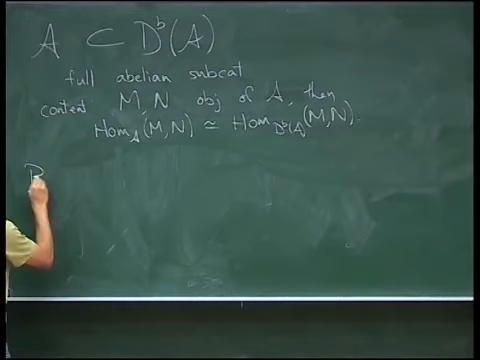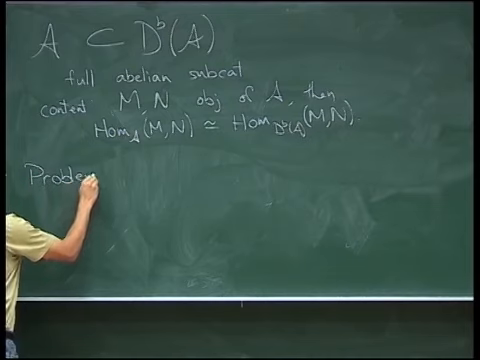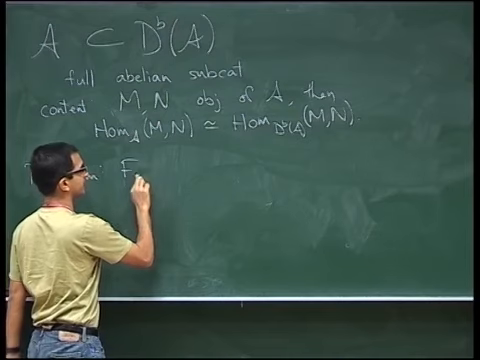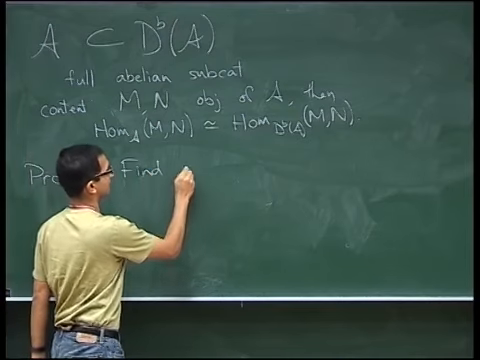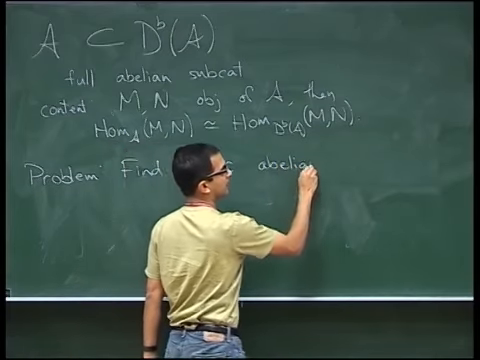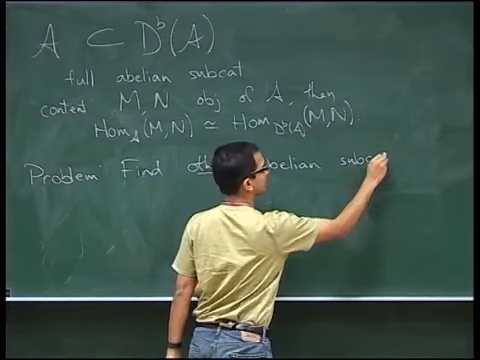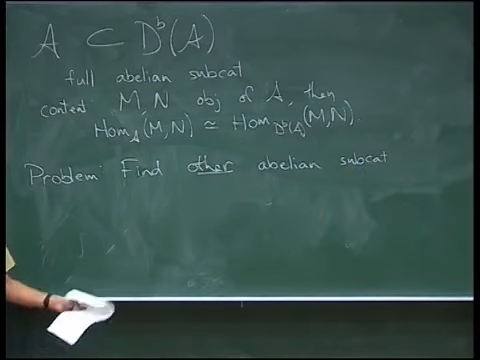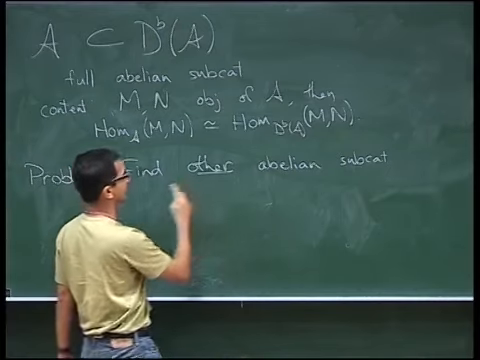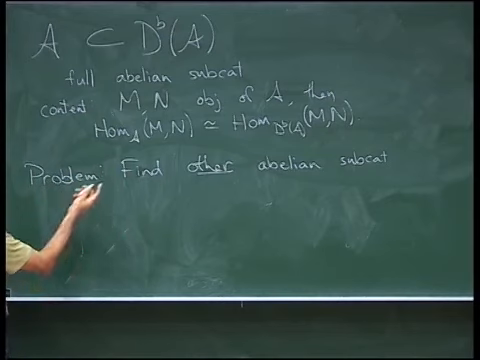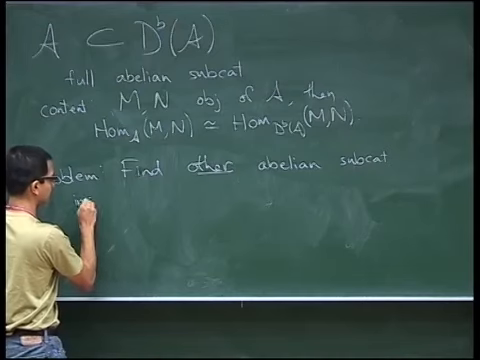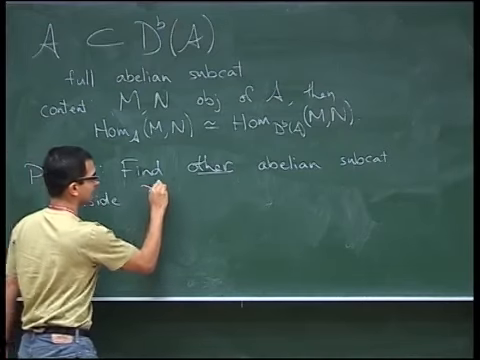But the main problem for today is to try to find other abelian subcategories inside the derived category. Well, the main example of this, so I guess one of the words in the title, perverse sheaves, are going to turn out to be an example of this. They're going to be a non-trivial abelian subcategory inside some derived category.